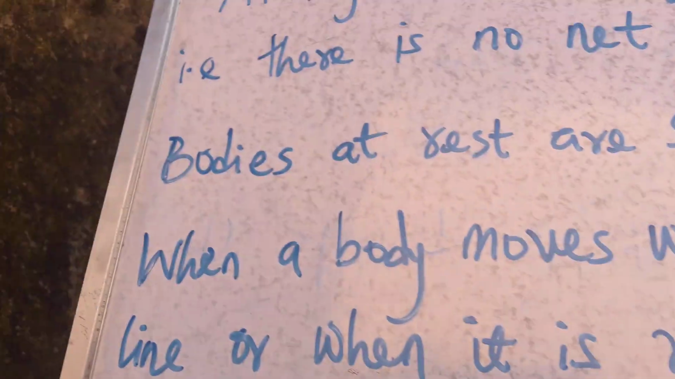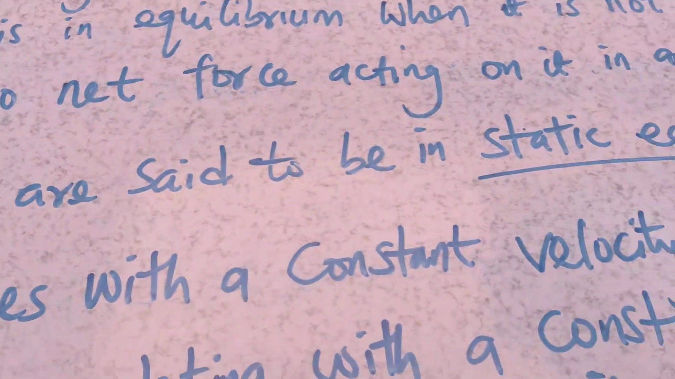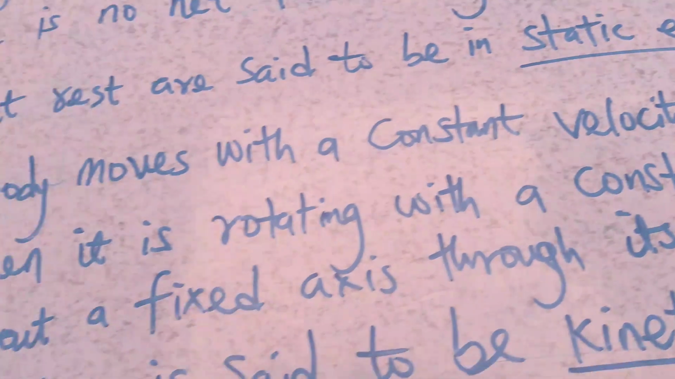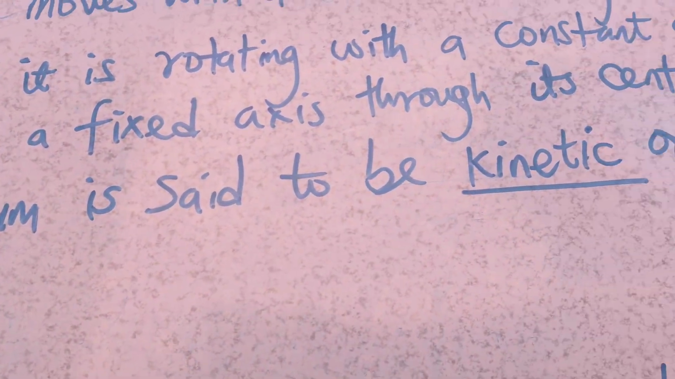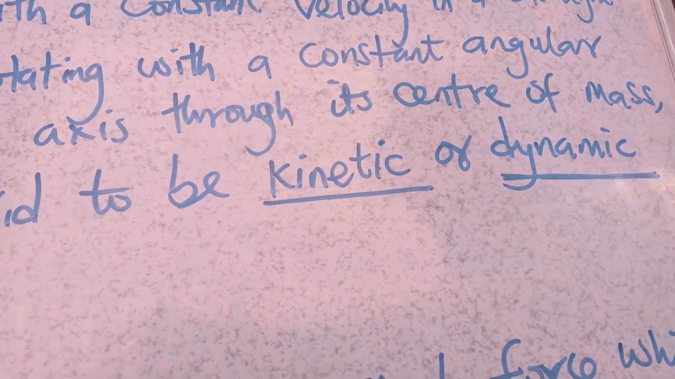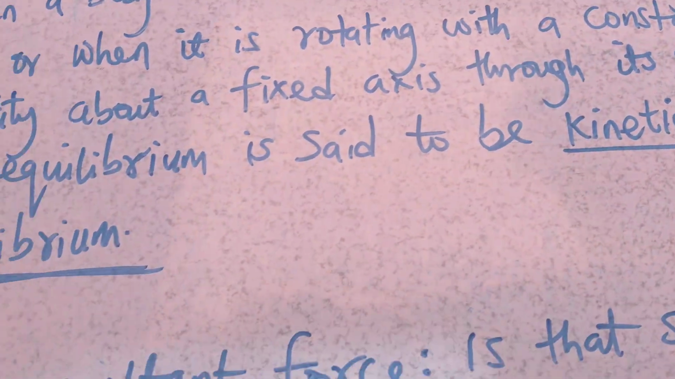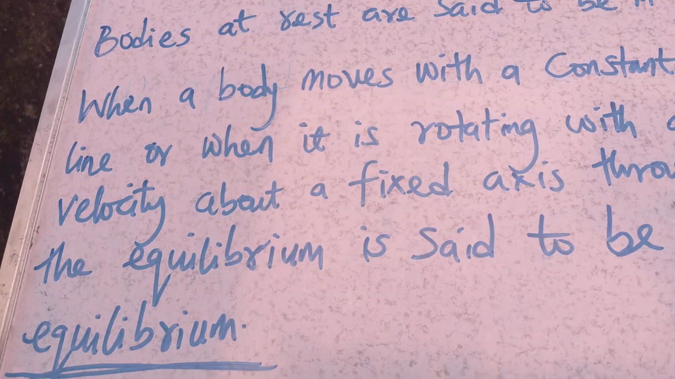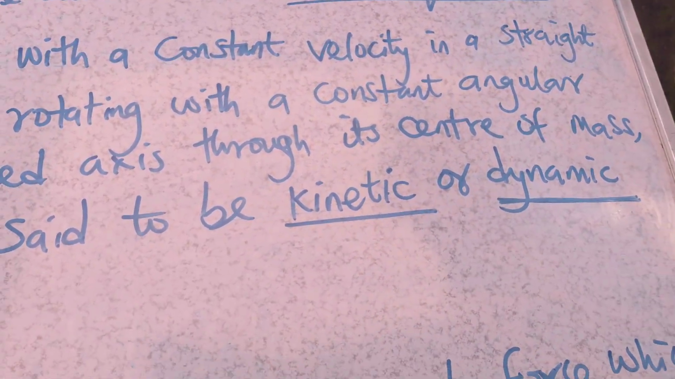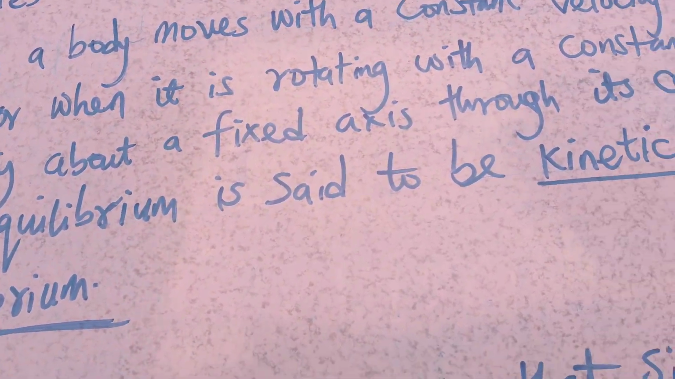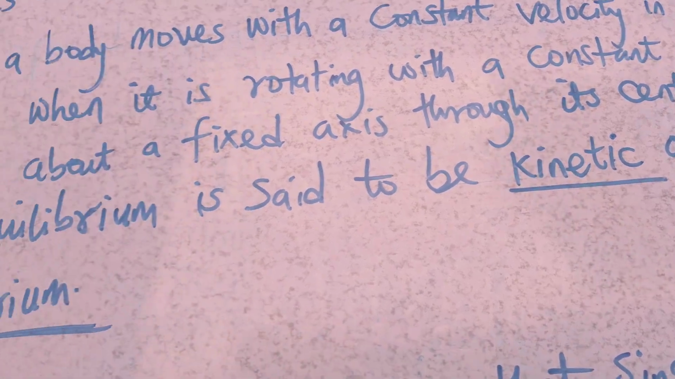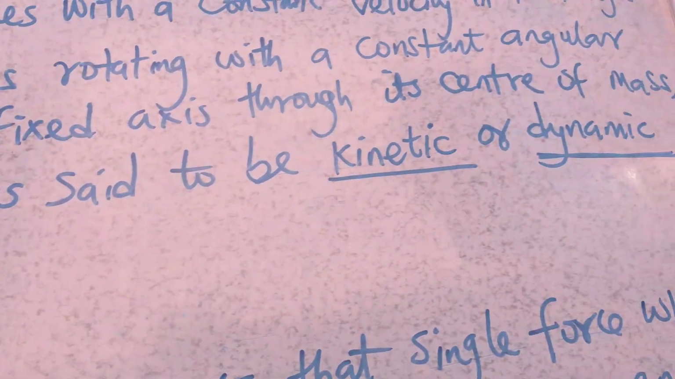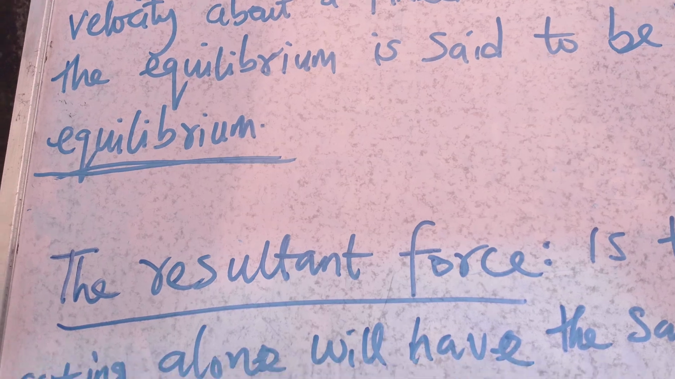And also we are told that bodies at rest are said to be in static equilibrium, and a body in motion is said to be in kinetic or dynamic equilibrium. That is when a body moves with a constant velocity in a straight line, or when it is rotating with a constant angular velocity about a fixed axis through its center of mass.